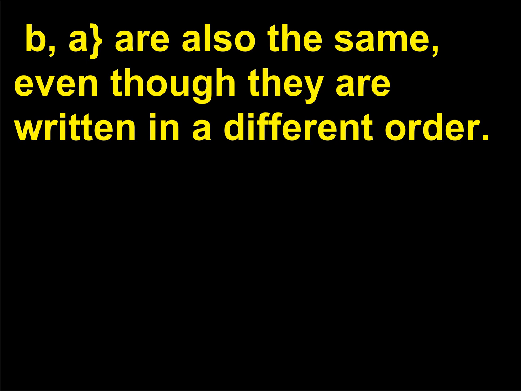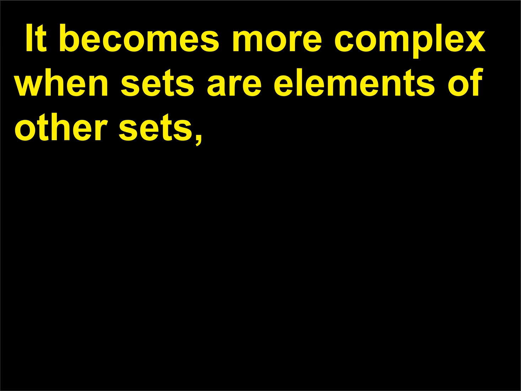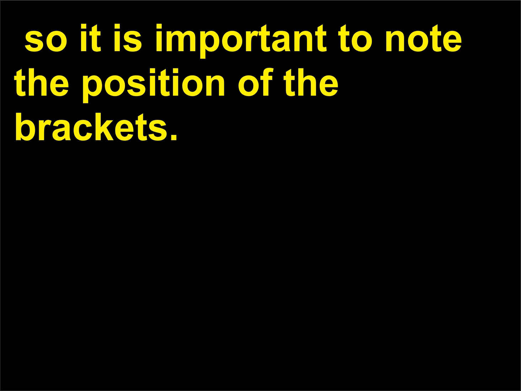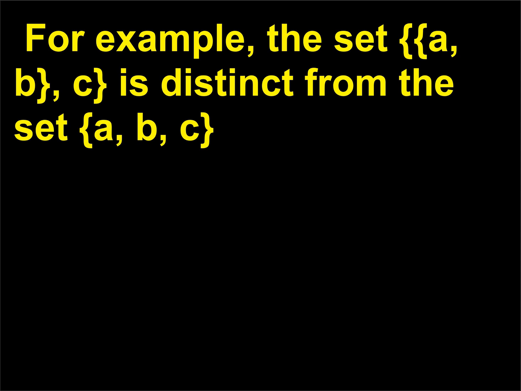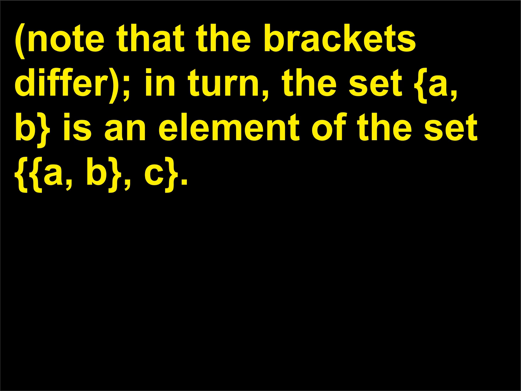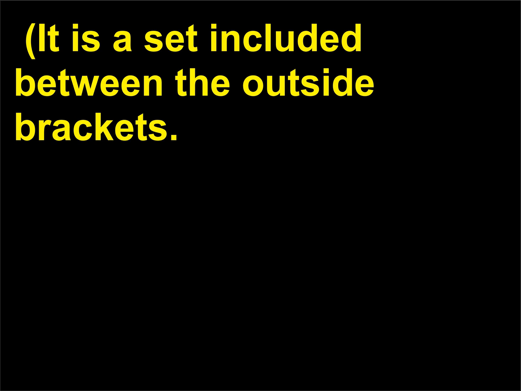It becomes more complex when sets are elements of other sets, so it is important to note the position of the brackets. For example, the set {A, B, C} is distinct from the set {{A, B}, C}. Note that the brackets differ. In turn, the set {A, B} is an element of the set {{A, B}, C}. It is a set included between the outside brackets.